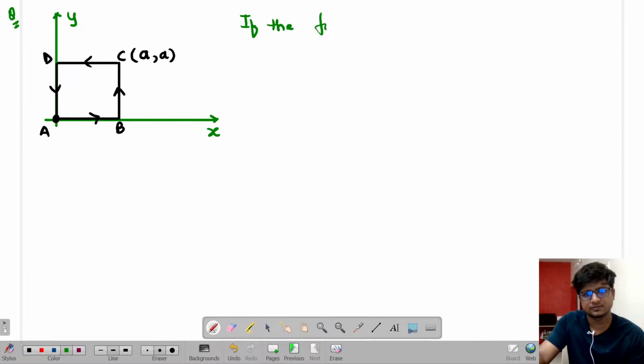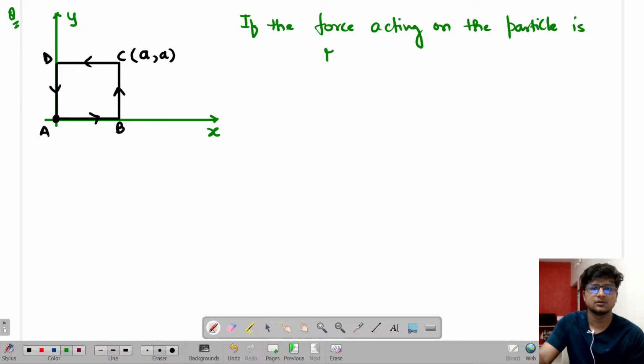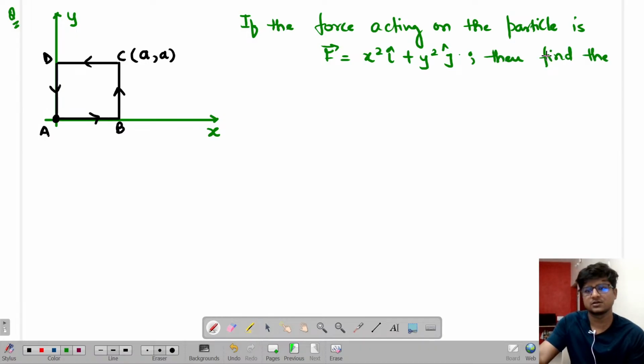Question is saying, if the force acting on the particle is F vector given as x square i cap plus y square j cap, then find the work done by this force.